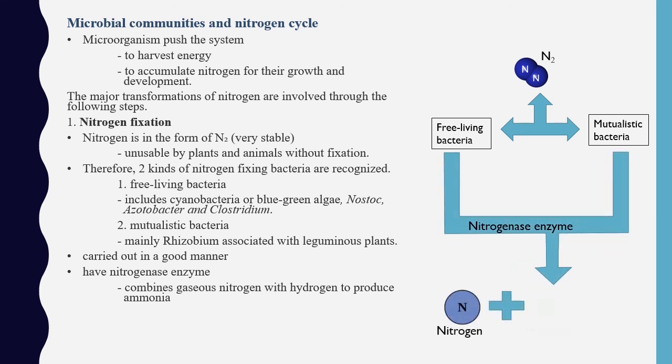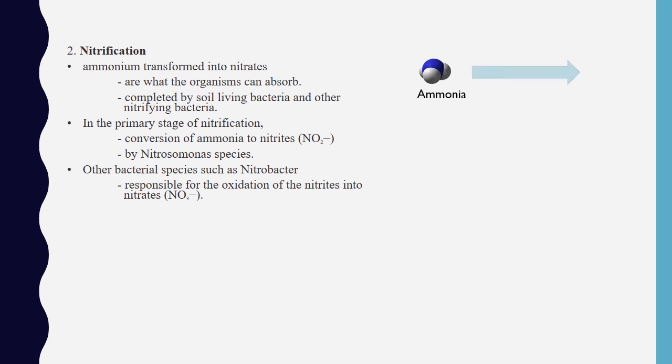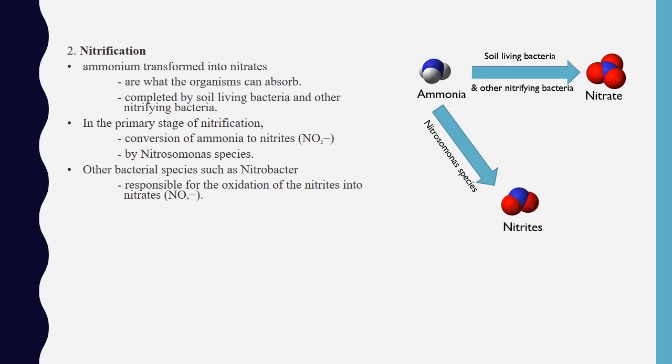Nitrogen fixation is carried out by free-living and symbiotic microorganisms. These bacteria have the nitrogenase enzyme that combines gaseous nitrogen with hydrogen to produce ammonia, which is converted by the bacteria into other organic compounds. Secondly, nitrification is the process by which ammonia is transformed into nitrates by living things. Nitrates are what the organisms can absorb. The transformation of ammonia to nitrate is completed by soil-living bacteria and other nitrifying bacteria. In the primary stage of nitrification, the conversion of ammonia to nitrites is done by bacteria such as Nitrosomonas species. Other bacteria such as Nitrobacter are responsible for the oxidation of the nitrites to nitrates.